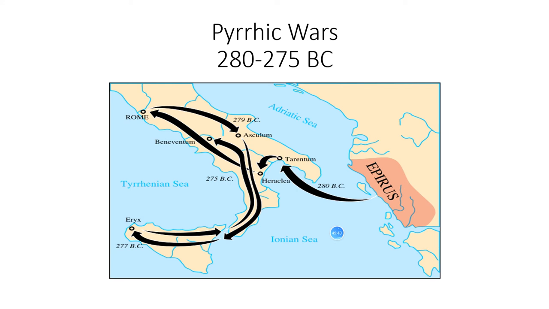So Pyrrhus arrives in the year 280 BC in southern Italy to teach a lesson to those Romans. So he brings his Macedonian phalanx, his cavalry, and his elephants. And at the Battle of Heraclea, he defeats the Romans. Horrible defeat. The Romans are crushed. And then Pyrrhus begins to move north.